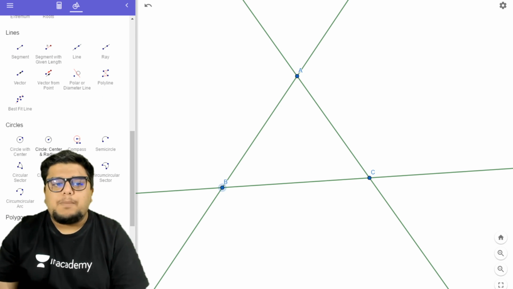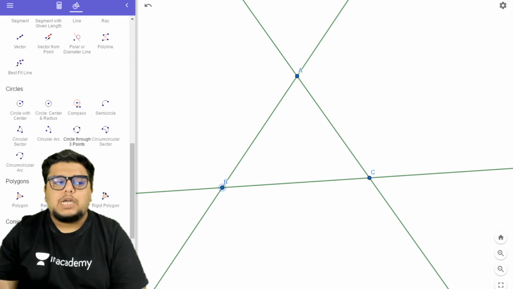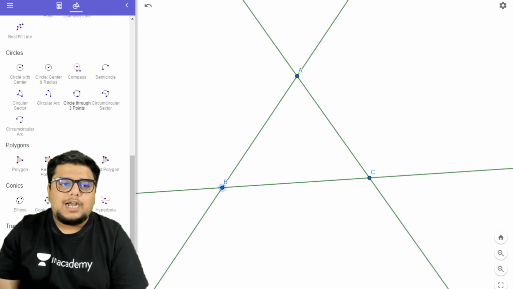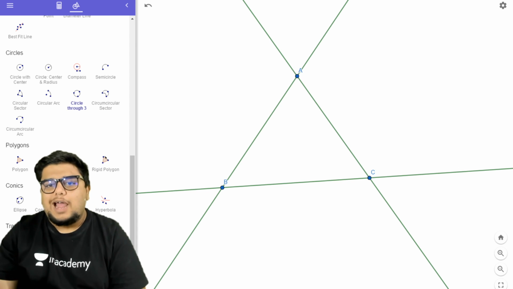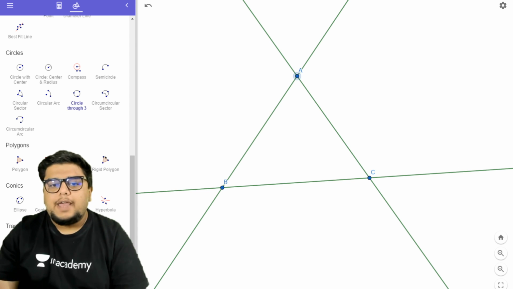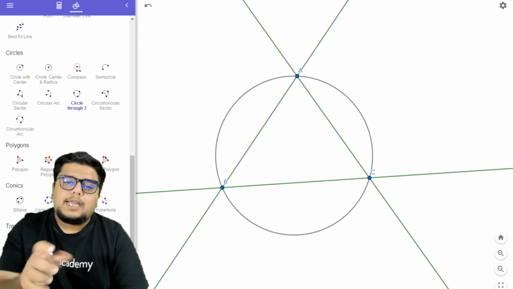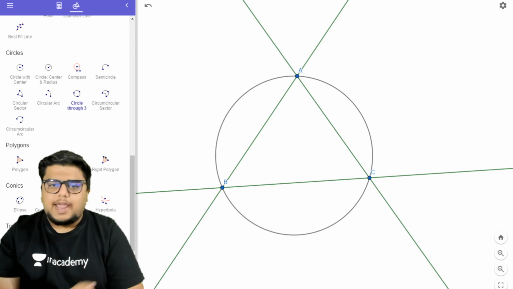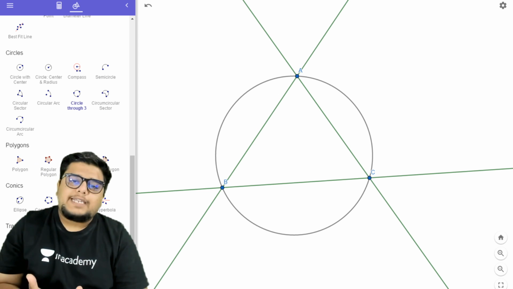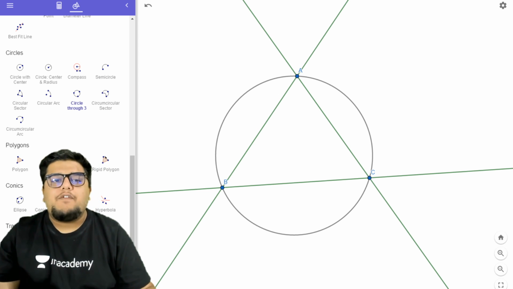So what I'm going to do is I'm going to go to circle with 3 points. I hope you can see that. So this circle with 3 points, I'm going to select that and I'm going to be choosing 3 points, A, B and C. Now this is my circumcircle. Again, very simple.